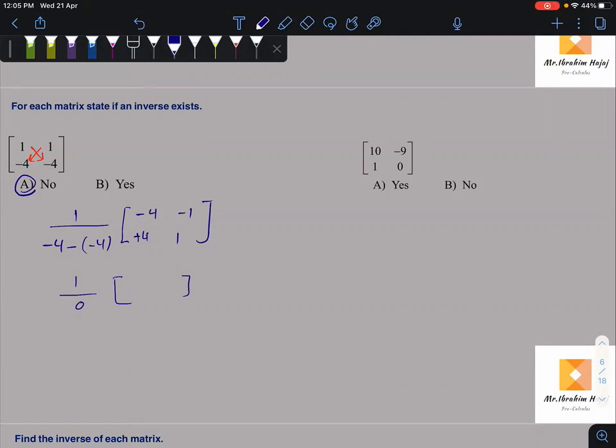Next one, same thing. If we do it as 1 over 10 times 0, 0 minus 9, which is plus 9, and then you can flip here 0 and here 10, and change the sign of the negative, so it becomes positive 9, and the 1 becomes a negative 1. Then your answer is 1 over 9 multiplied by 0, 9, negative 1, and 10. This is the way to find an inverse of a 2 by 2 matrix.